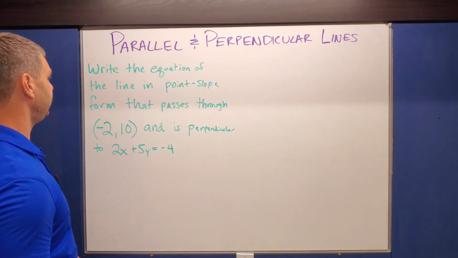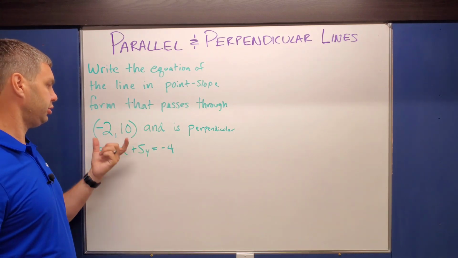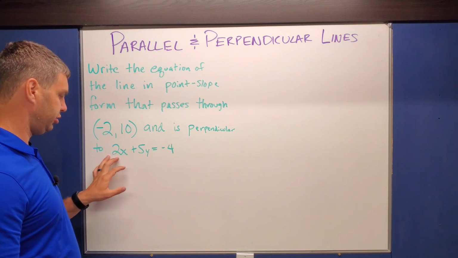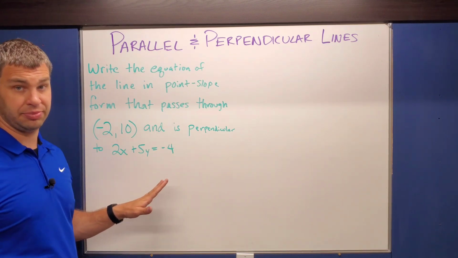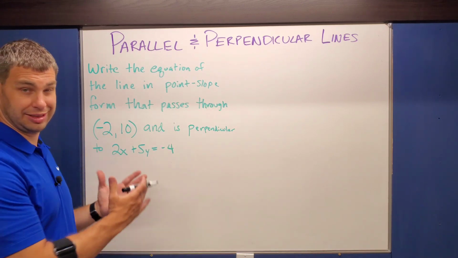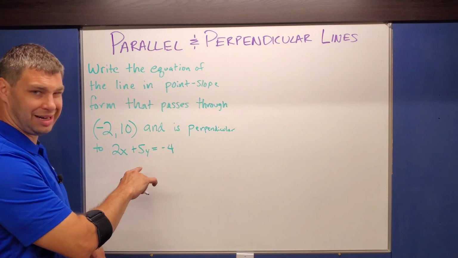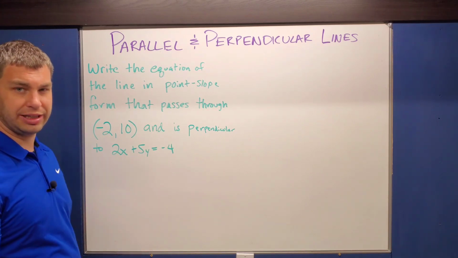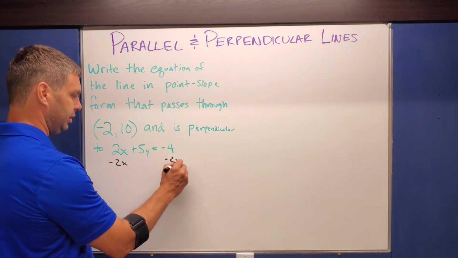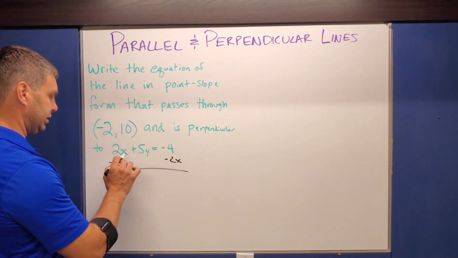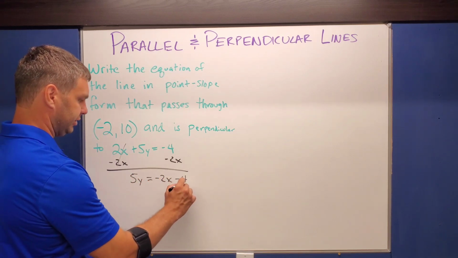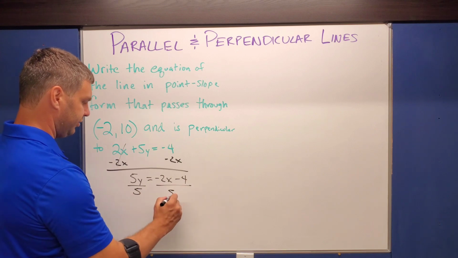This says to write the equation of the line in point slope form that passes through negative 2, 10, and this time it's perpendicular to this equation, 2x plus 5y equals negative 4. All right, so we're still doing point slope, and I have the point, but the slope is a little bit more challenging to find because this is written in standard form. So if I solve this for y, that'll probably be the fastest way to get what the slope is. So let me move the 2x over. We're taking this back to slope-intercept form, if you will. And now we have 5y equals negative 2x minus 4. Divide by 5, divide by 5.